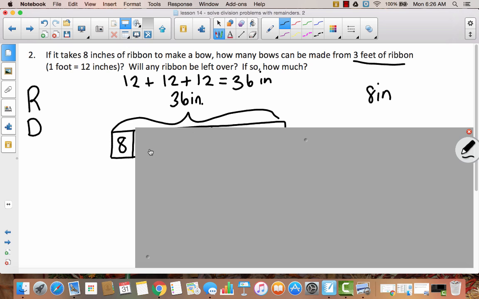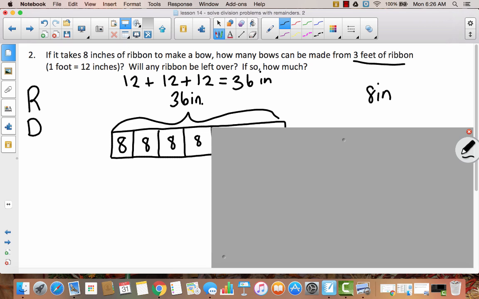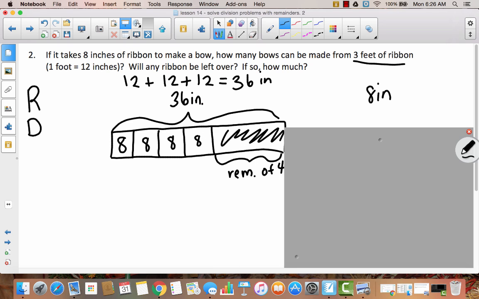Okay, so I started with 8, and then I knew another 8 would be 16, another 8 would be 24, another 8 would be 32. So that only gives me 4 more because another 8 would be 40. So the 4 that was left over became my remainder.